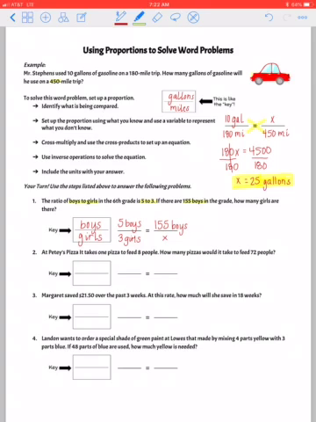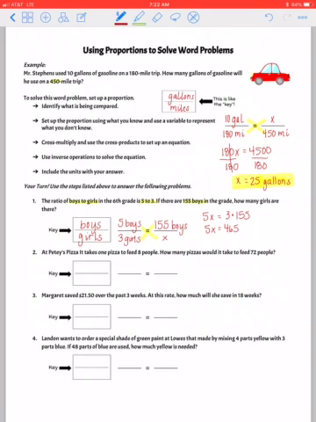Now let's cross multiply. 5 times x is 5x. And then I would need to do 3 times 155 for the next cross product. Now we simplify, and we get 5x equals 465.